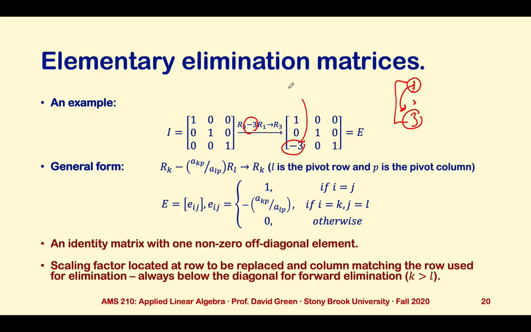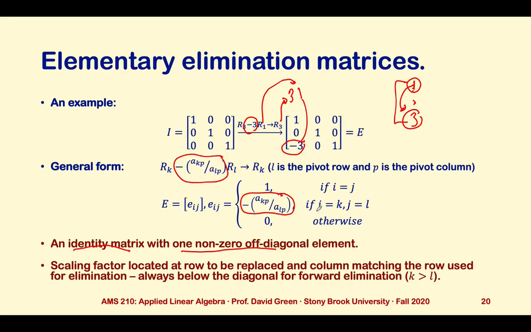Which entry is this? This is entry 3, 1, where we have the 3 coming from the target row, and the 1 coming from the row we're eliminating on. Right? This basic form generalizes. This is what every elimination matrix is going to look like. It's going to look like an identity matrix that has one non-zero off-diagonal element, and that off-diagonal element is the scaling factor for the elimination operation. Right?